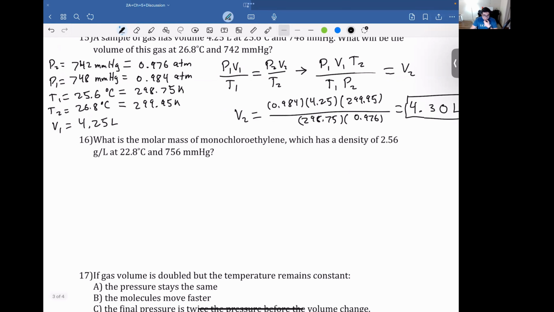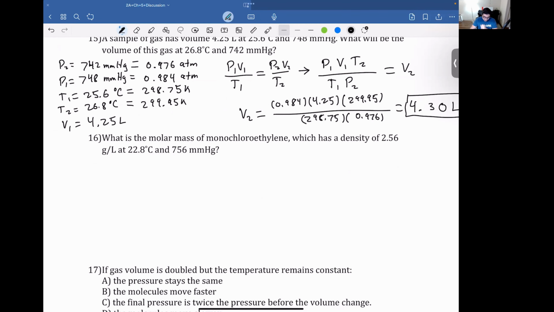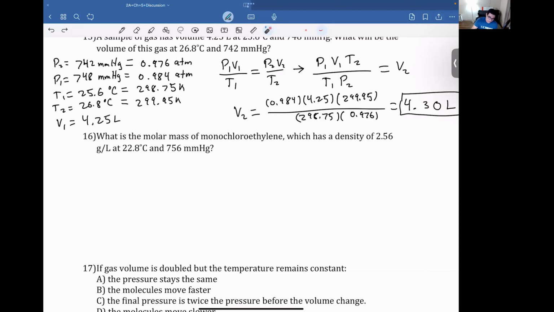All right. Next says, what is the molar mass of monochloroethylene, which has a density of 2.56 grams per liter at 22.8 degrees Celsius and 756 millimeters of mercury? How do you do this one? This one's a little bit hard if you don't know your formulas. So first we start with PV equals nRT.